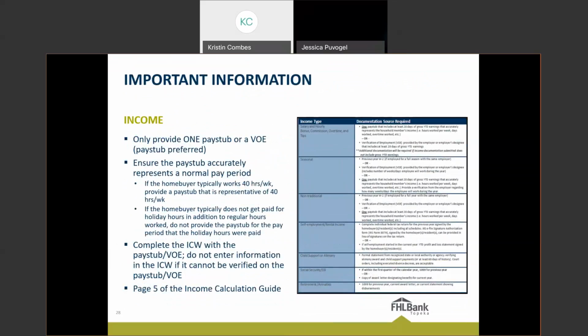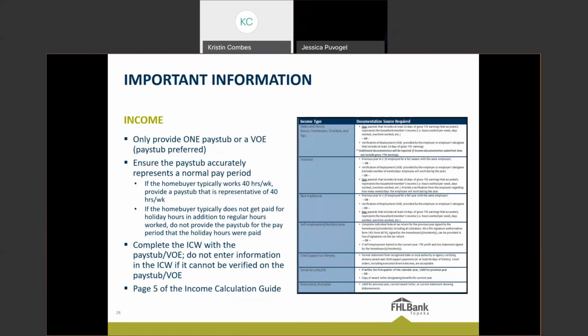Next up is income. We don't have time today to go over income calculation in depth, but I do want to go over a few items. Income documentation: we only require one pay stub or a VOE, not both. We prefer a pay stub. Make sure the income document accurately represents a normal pay period regarding hours worked or paid per pay period. Complete the ICW with the income document that you are providing us. All information in the ICW must be verified with the income document.